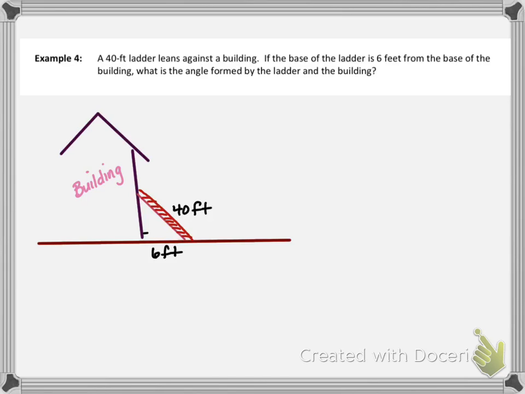So again, here is our 90 degrees. And you have to decide which of these two angles you are going to stand at. Well, since they asked you for the angle formed by the ladder and the building, that means your theta has to be the one up here. Because that's the only one that is formed by the building, which is this part, and the ladder, which is this part. If it had been the other one, they would have said the ladder and the ground.